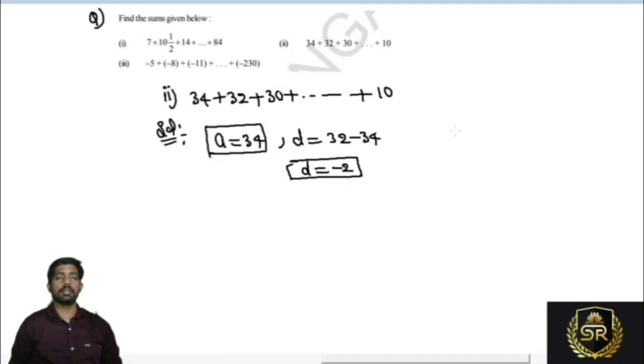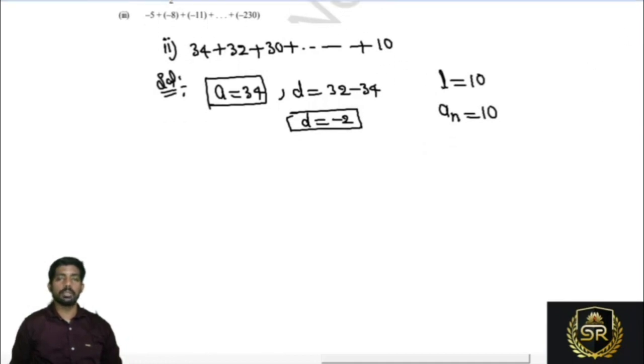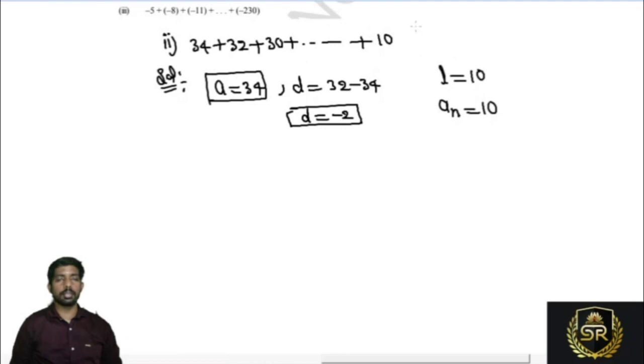And the last term is equal to 10. Also the last term can be written as the nth term, right? Nth term is equal to 10. So we don't know how many terms are in the series. In order to find n, the number of terms, we will use the nth term formula. Nth term formula is what? a plus (n minus 1) into d is equal to 10.